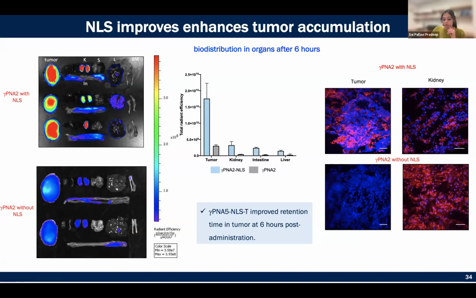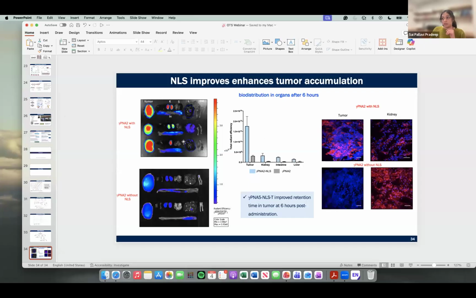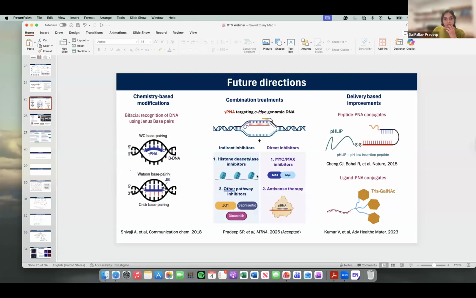But in case we want to do more active targeting, then it's always better to have some other peptide conjugated to it. One peptide that has been shown to be effective in targeting tumors is the flip peptide. And of course, if you want to target other organs, you could always use some ligand conjugates like GalNAc or lactobionic acid. So that would be more specific to an organ.